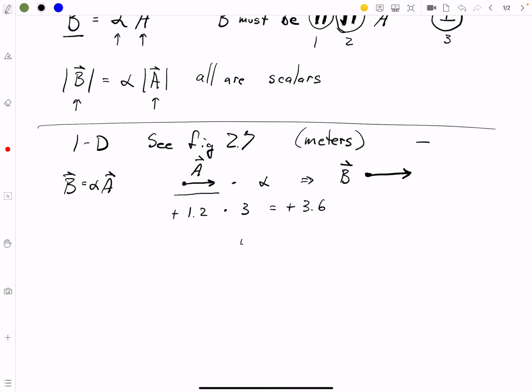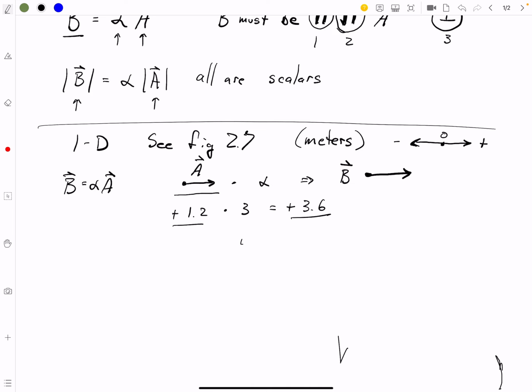Now I'm going to give some coordinates here. This is plus, this is minus, and we can put 0 right in the middle. So to the left is negative, to the right is positive. So A is a positive vector, B is a positive vector, and it shows mathematically that we are correct.